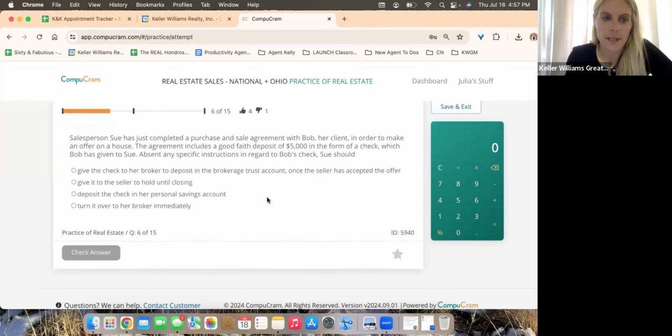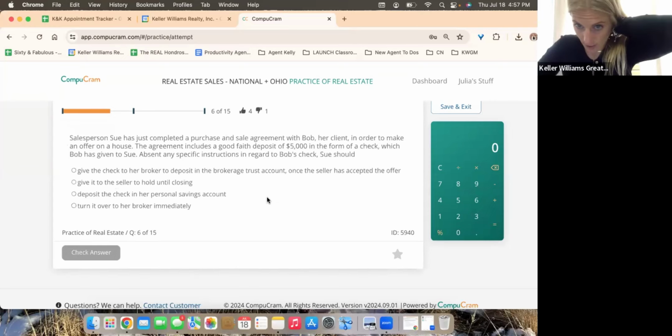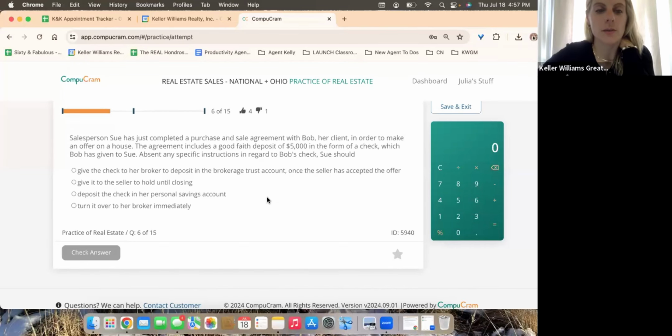All right. Salesperson Sue has just completed a purchase and sale agreement with Bob, her client, in order to make an offer on a house. The agreement includes a good faith deposit of $5,000 in the form of a check, which Bob has given to Sue. Absent any specific instructions in regard to Bob's check, Sue should A, give the check to her broker to deposit in the broker's trust account once the seller has accepted the offer. B, give it to the seller to hold until closing. C, deposit the check in her personal savings account. Or D, turn it over to her broker immediately.